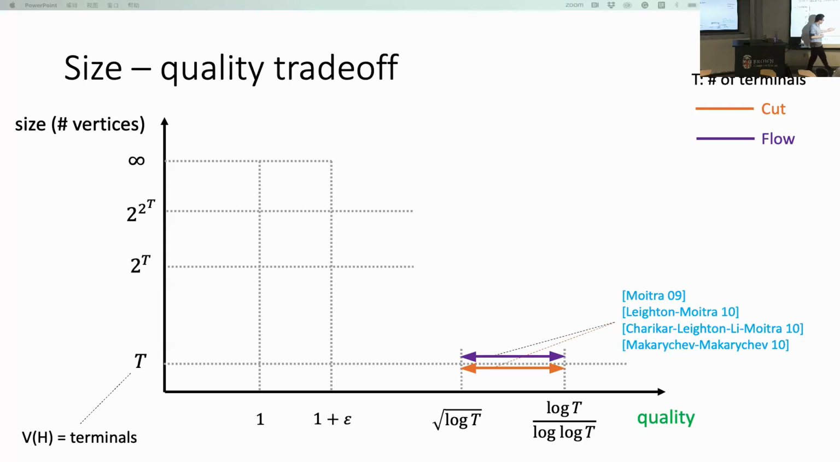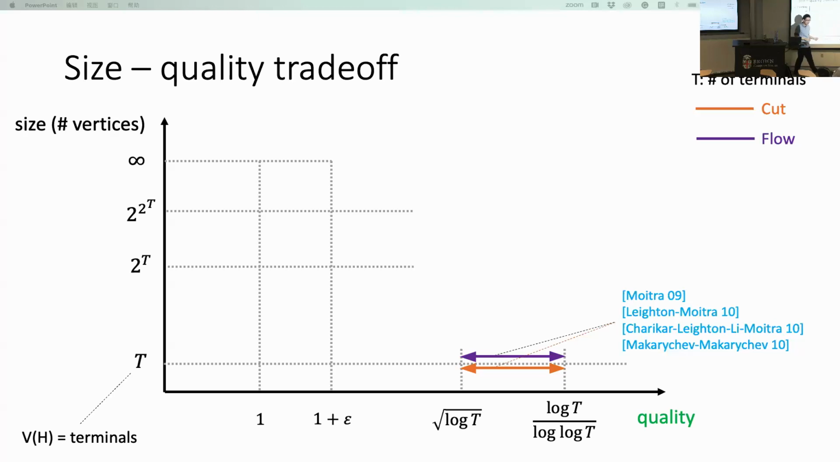This was first initiated by Moitra and followed up by a sequence of other papers. Altogether, they show that the best quality achievable by both cut and flow sparsifiers is something between log t over log log t and square root of log t. There's still a gap here. People have been trying to close it, but not there yet. t is the number of terminals. In this picture, the yellow one refers to cut results, the purple one refers to flow results. The main message is we cannot get a constant here.